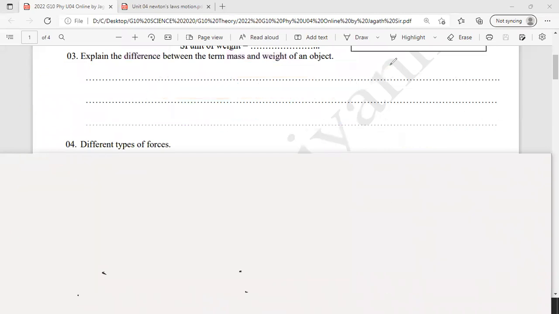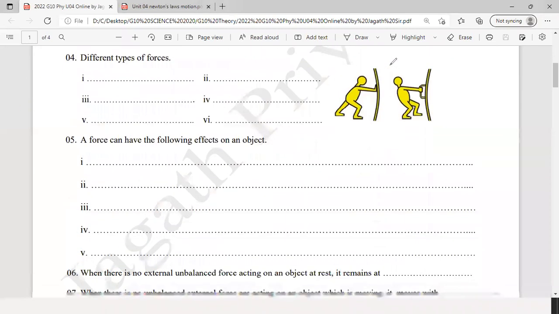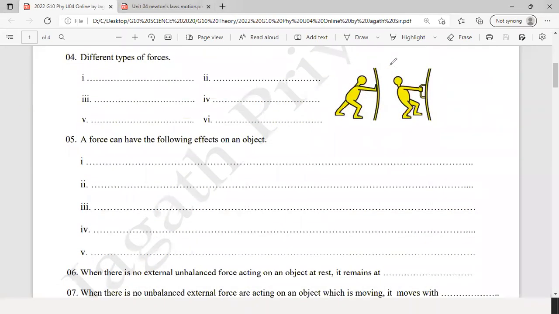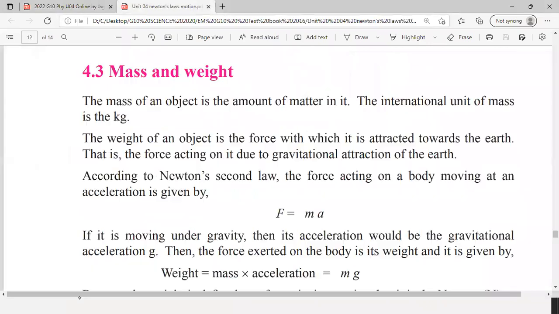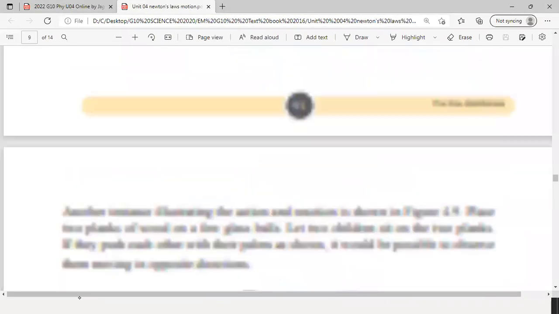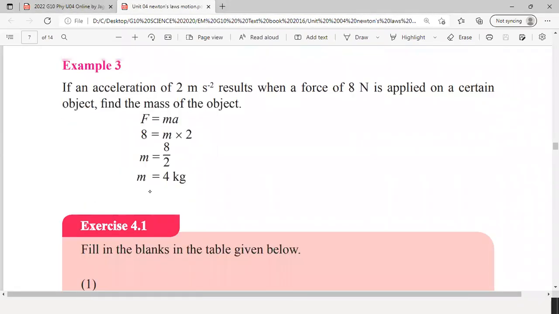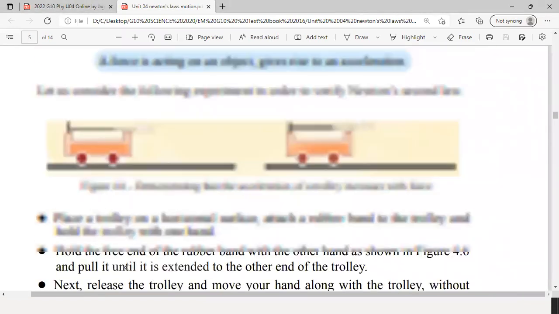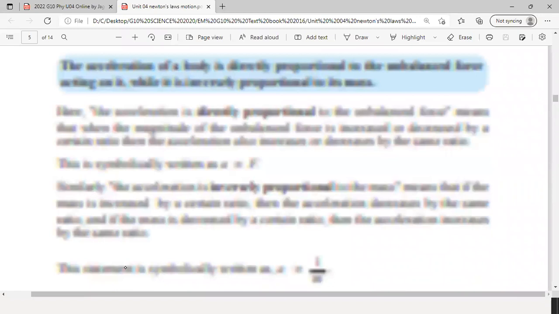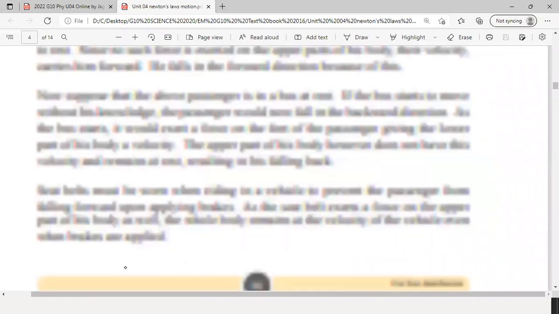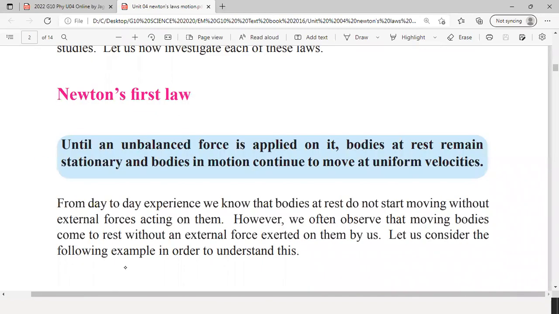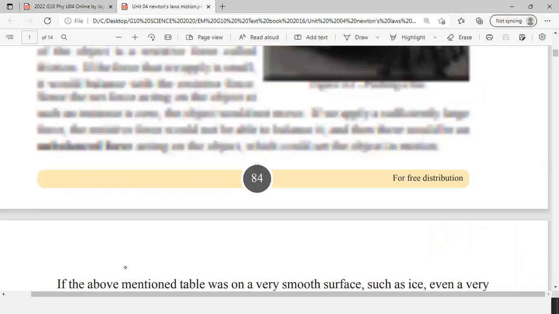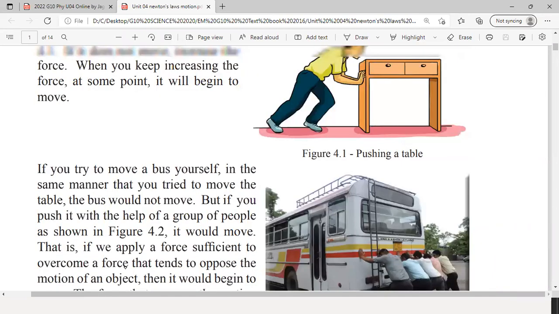Number 4. Different types of forces. So I'll write here pulling force. They have given it in the textbook also at the beginning. See here in your textbook, the first page. You can see here this is a push on a table. So that is a force.